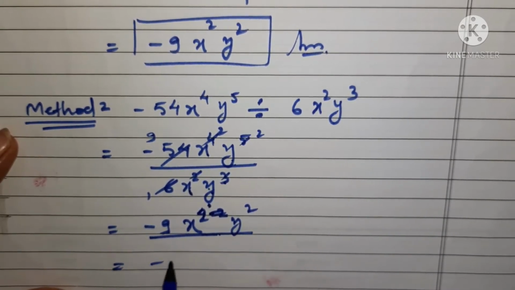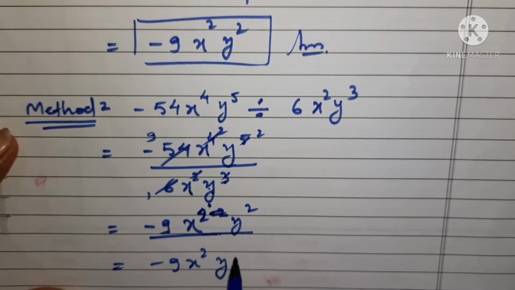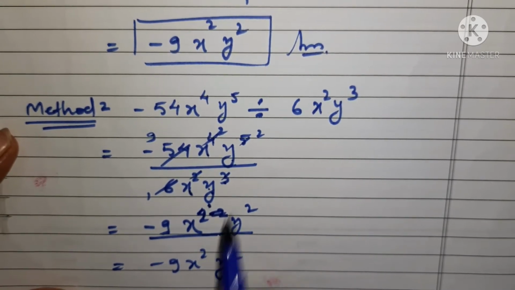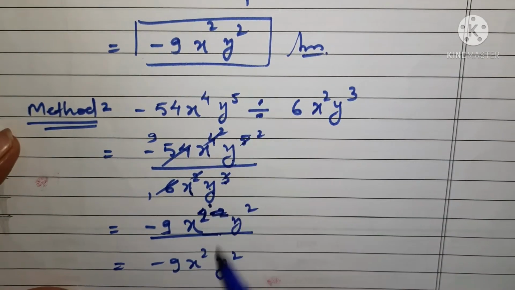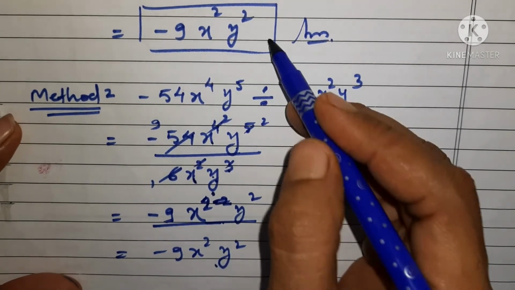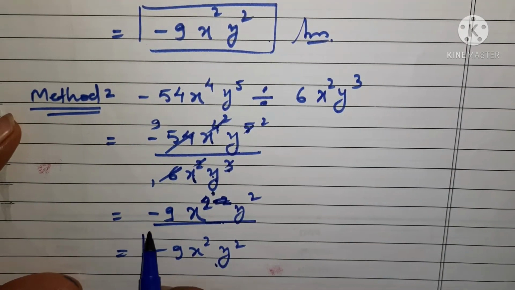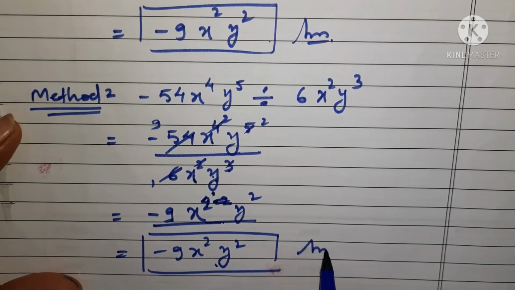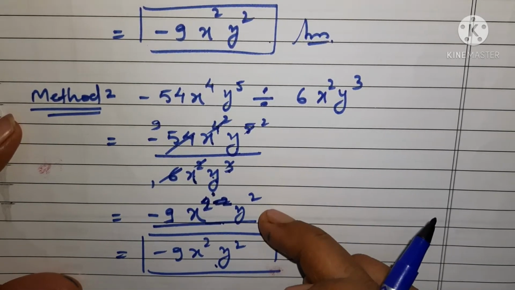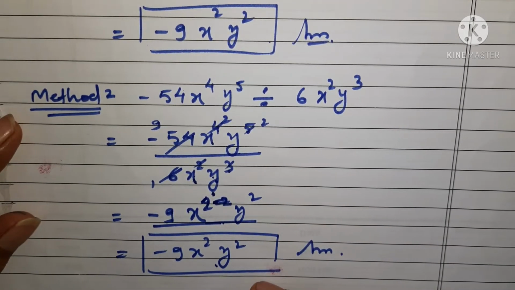So again ultimately you are going to get the answer as x² y². Okay, we are getting the same answer here. Can you see, this is the same, right? So this again is done. Here we have completed this one also in 3 steps.